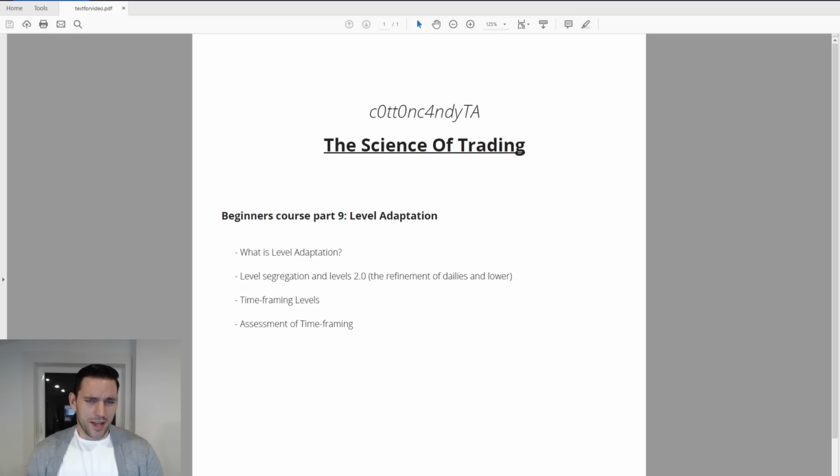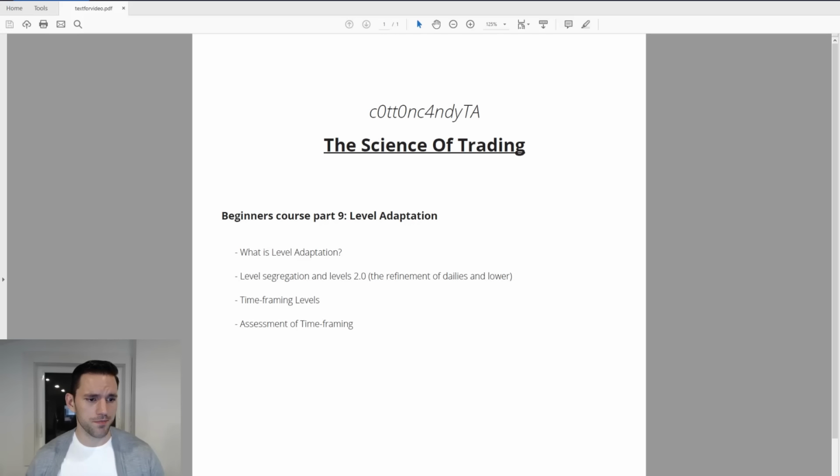Okay. Level adaptation. Now, before we get into this, I want to start by saying that this is going to be one of the most important lessons within the beginners and advanced course. This is going to be one of your golden keys, this lesson, to understanding how everything works together. And it's really going to tie a lot of these concepts together and kind of put weight to everything we've learned. So this might be a bit of a lengthy lesson, but it is also one of the most important, like I said. So, level adaptation.